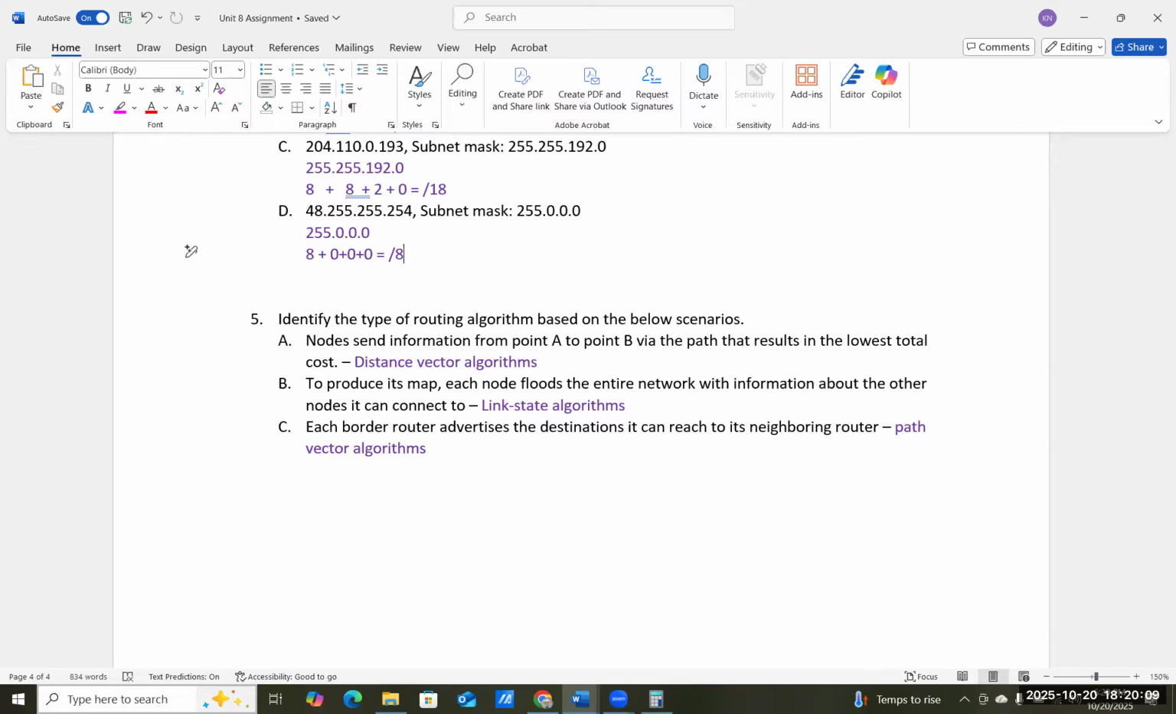And the third one is where each border router advertises the destinations it can reach to its neighbor router, and this is called the path vector algorithm. It's kind of like you found a new way to get from here to Corona, and you share it with your friend or your neighbor. Because you found a new road, a new path, this is your path vector algorithm.